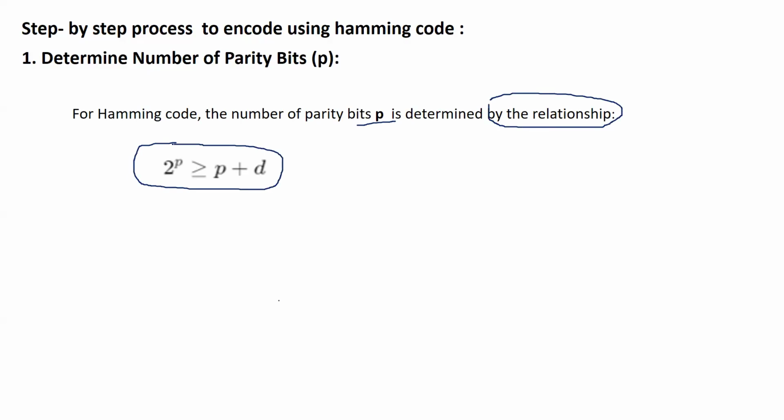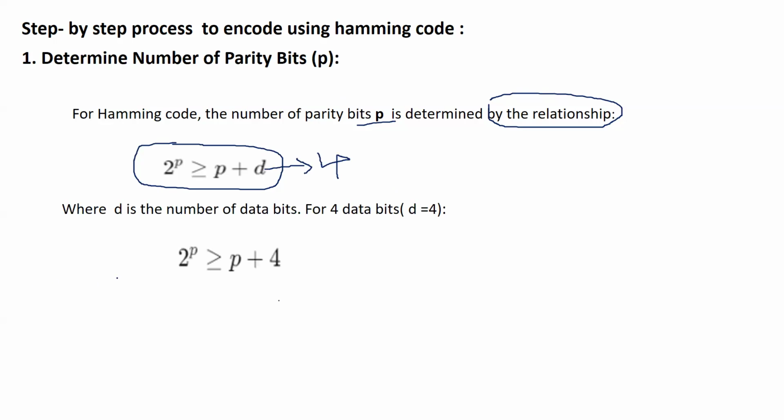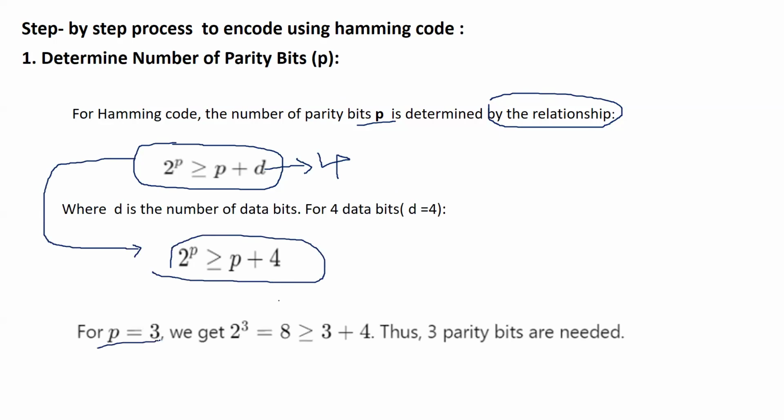What is our data? It's 4, so D is equal to 4. Where D is the number of data bits, for 4 data bits D equals 4. So 2 power P greater than or equal to P plus 4, as per this formula. Now for P equal to 3, we get 2 power 3 equals 8, which is greater than or equal to 3 plus 4. Here 3 plus 4 is 7, and 2 power 3 is nothing but 8.